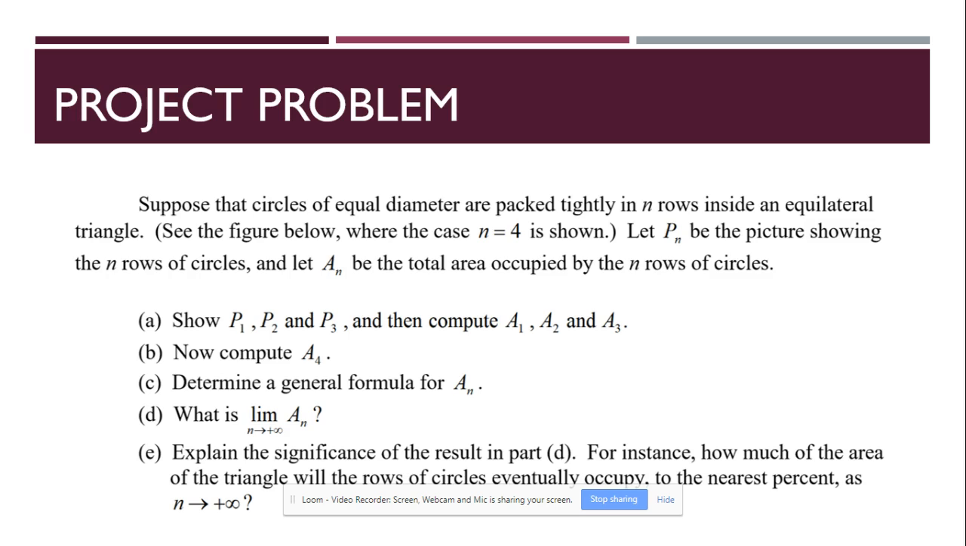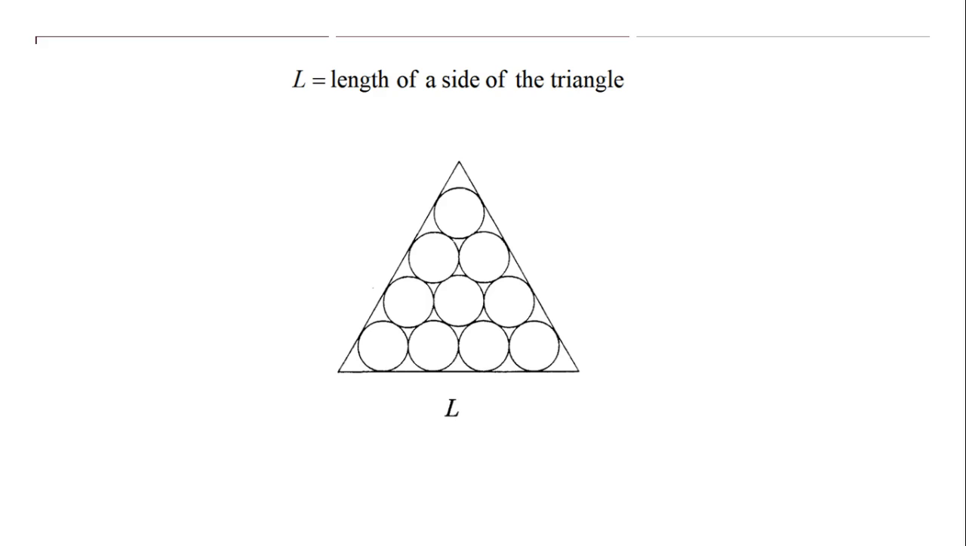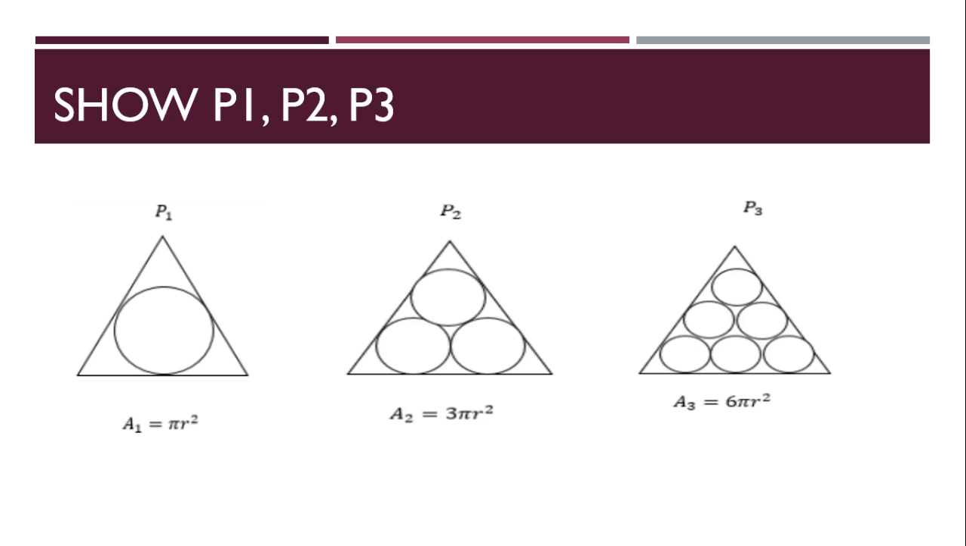For instance, how much of the area of the triangle will the rows of circles eventually occupy, to the nearest percent, as n goes to positive infinity? And this is the picture they were talking about. And I'll pass it over to Tamina.